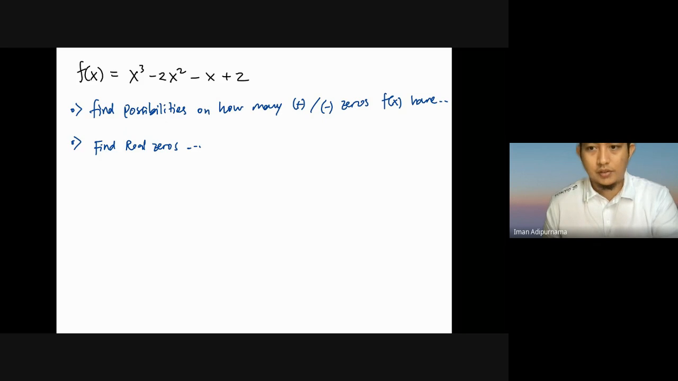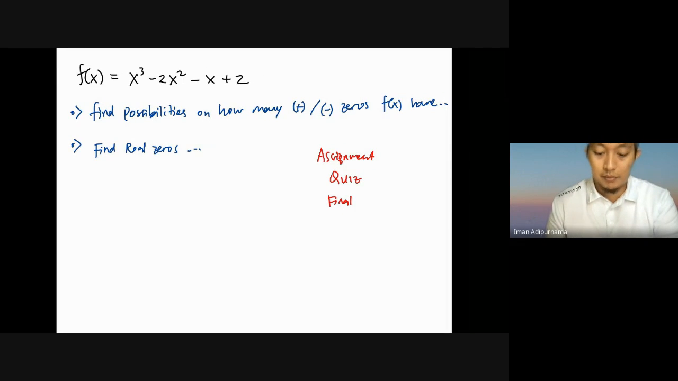Okay, maybe this first for your practice. So don't forget to submit your assignment. Remember, assignment in this course, quiz, and then we have final. So we will only have these three, at least three major grading for basic math, aside from activity and attendance.